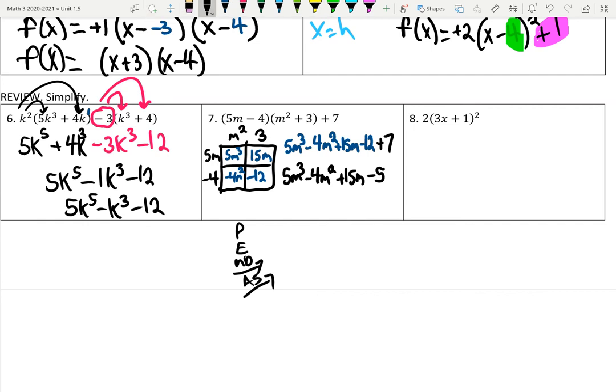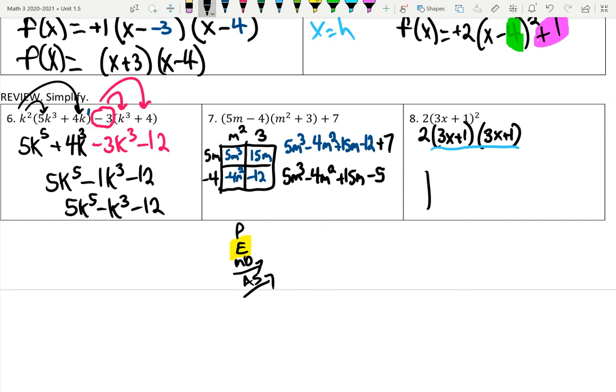All right, final one. Do I multiply or do I apply this exponent? And it's apply the exponent first. When I apply the exponent for something complicated, I'm always going to rewrite it as expanded form. Now, I would recommend multiplying all of this stuff first. 3x plus 1 times 3x plus 1.